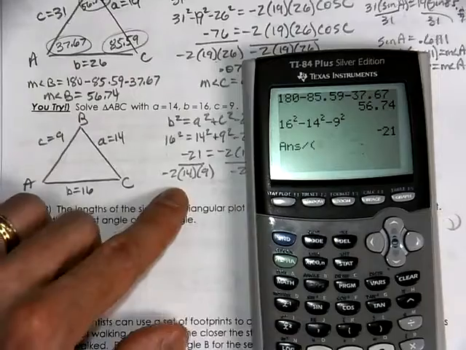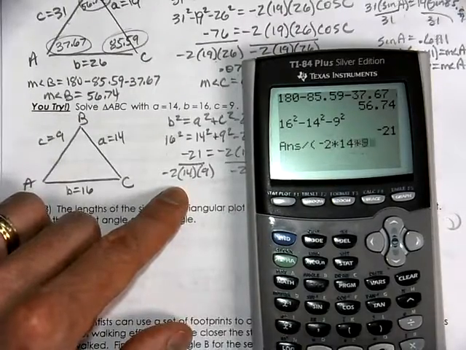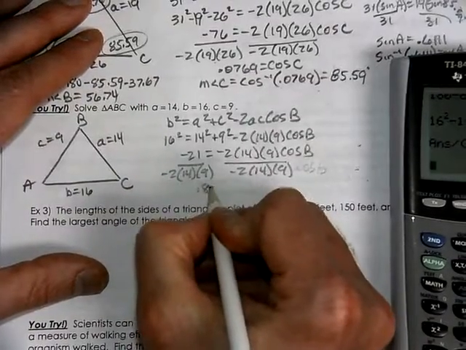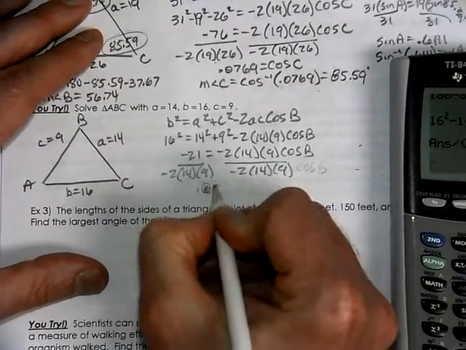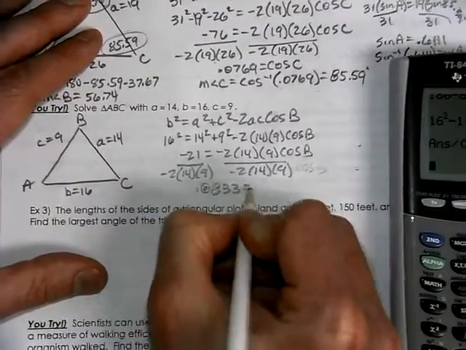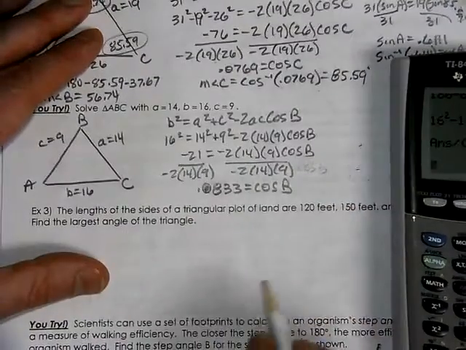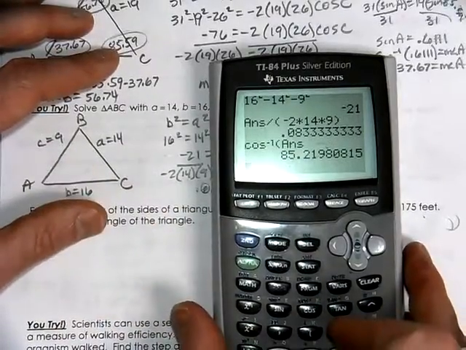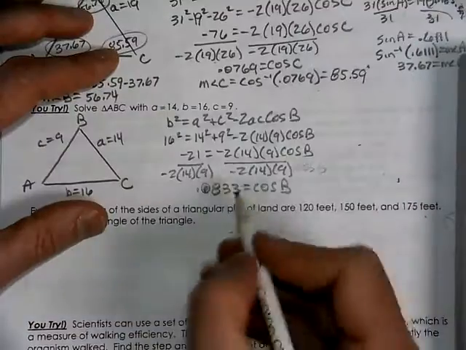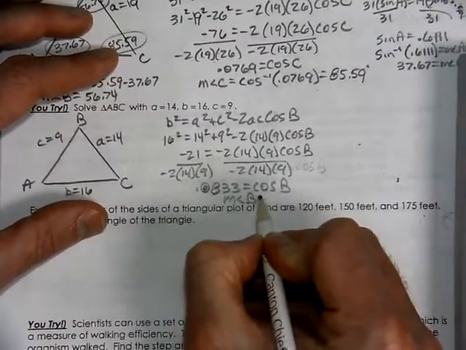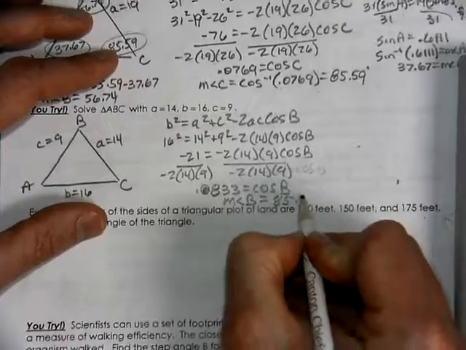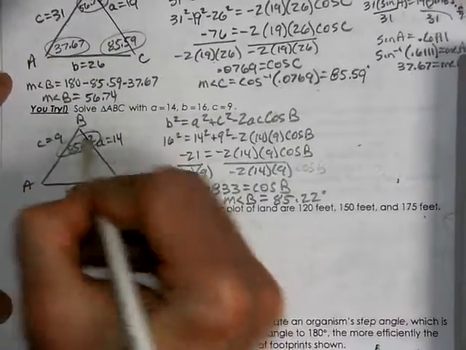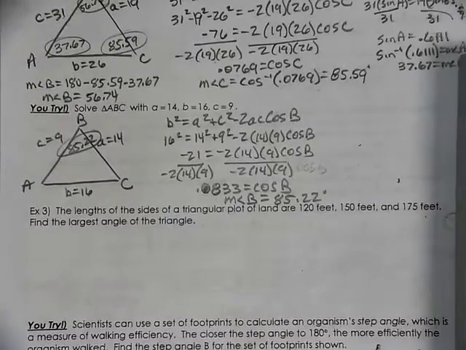And I divide, got to use parentheses. We get 0.0833. That's the cosine of b. So when I do cosine of b inverse, I get 85.22. So that's my largest angle.